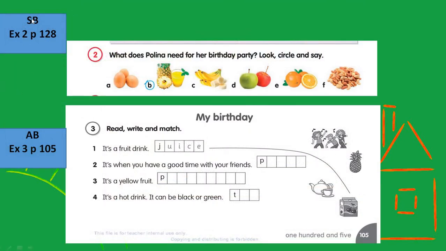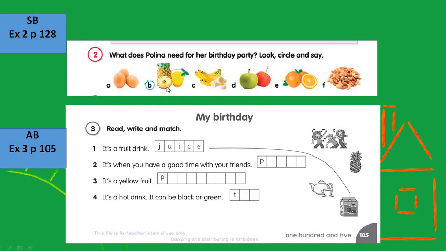So, students' books, exercise 2, page 128. What does Paulina need for her birthday party? Look. Circle and say.